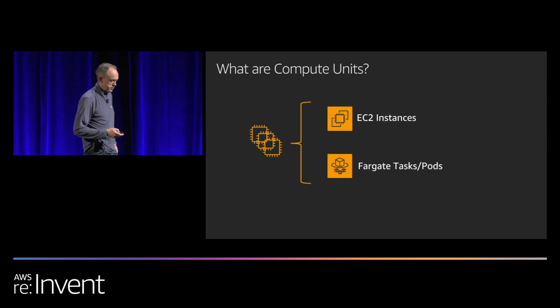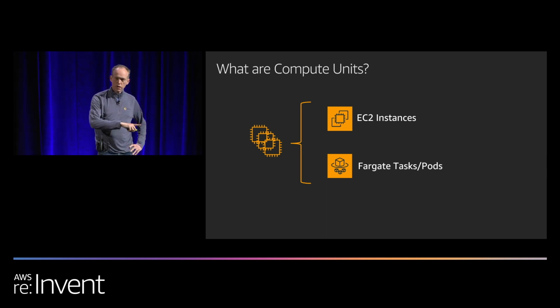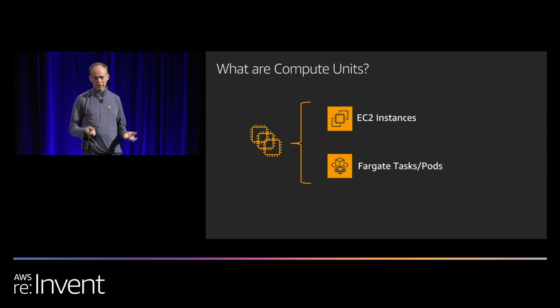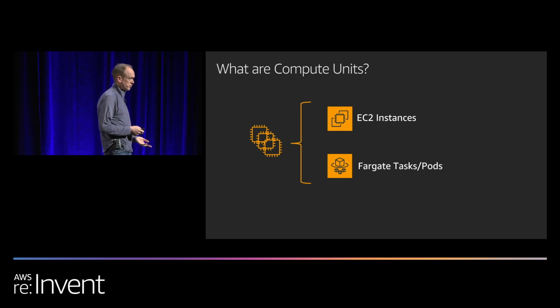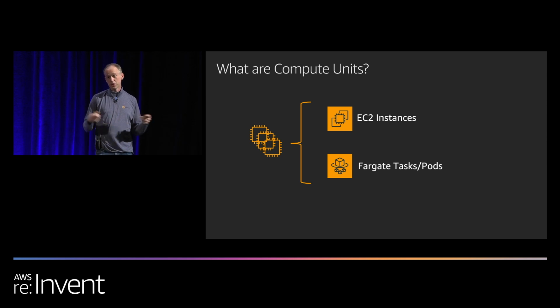Just want to emphasize, when I use that somewhat abstract term compute unit, I mean either an instance, if you're running on EC2, or a Fargate task or pod if you're running Fargate, because that's what you pay for. And that's a big difference between running containers on EC2 and running containers on Fargate, is that when you run containers on EC2, you are paying for those EC2 instances no matter what is running on them. You can run a bunch of containers, you can run no containers, you're still paying for those EC2 instances as long as they're up and running.